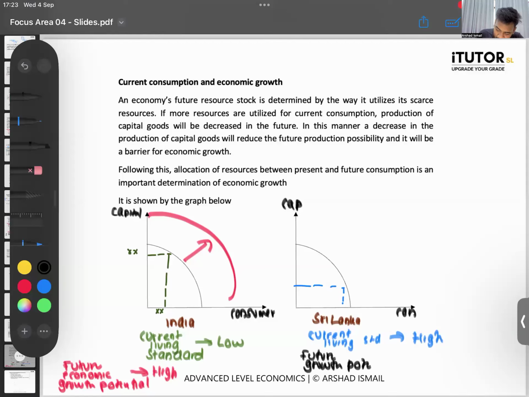Future growth potential. This is going to be much lower, no? We will grow, but we will grow very little. That is what happens. And that's how your current consumption decision affects economic growth. If you can reduce your consumer goods and produce more capital goods, if you can produce at, let's say, point A here, then in the future you can grow a lot. But if you're producing, let's say, at point B here, producing more consumer goods, then in the future you might not be able to grow that much. That's the story there. Okay, done.